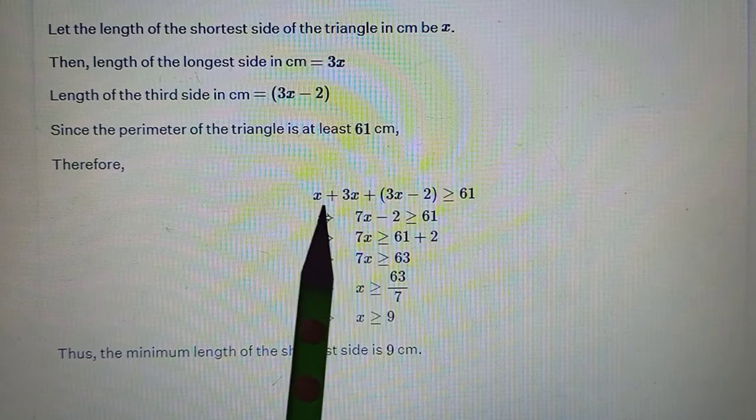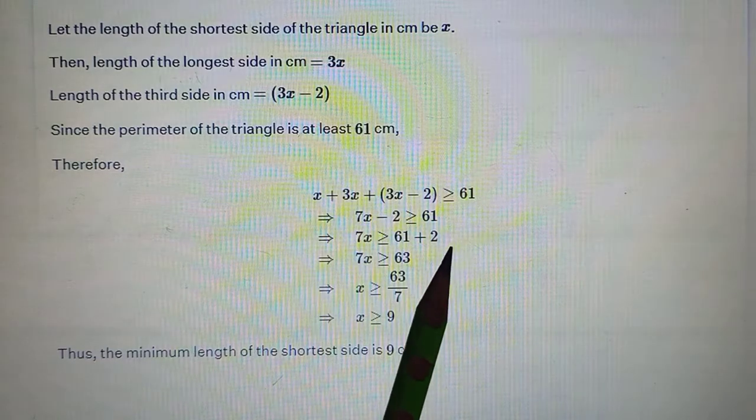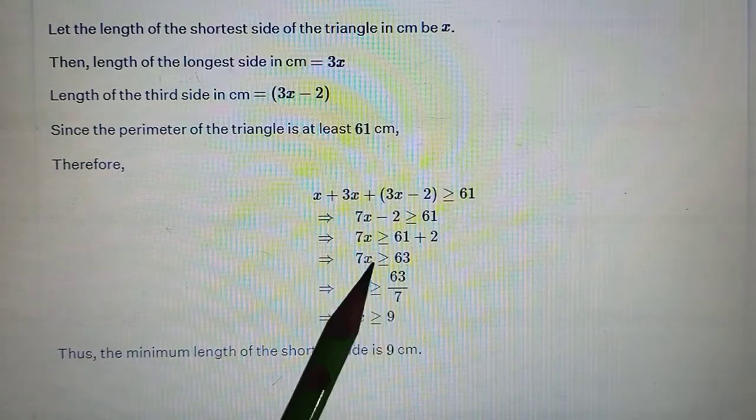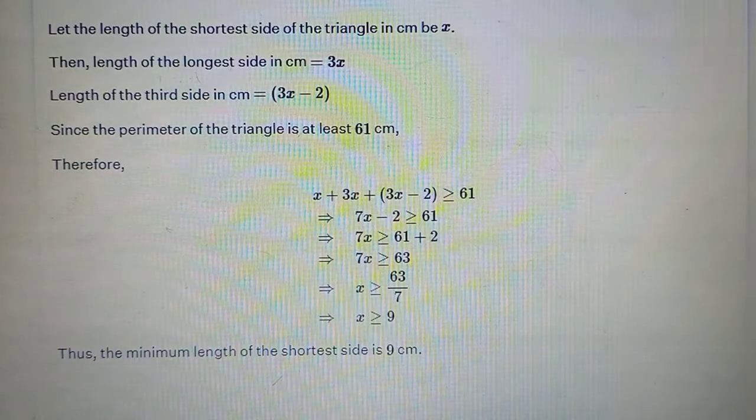Okay, then again summing it up. 3 plus 3, 6 plus 1, 7x. This 2 will go to the other side. So this becomes 63. 63 upon 7, 9 times, it's cancelling. So our x is supposed to be greater than or equal to 9.